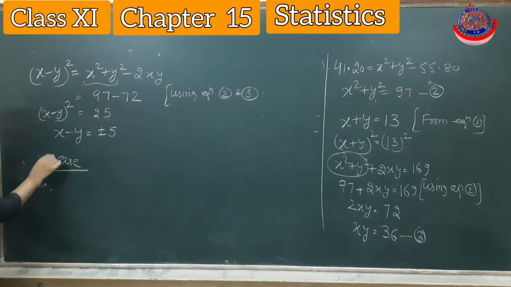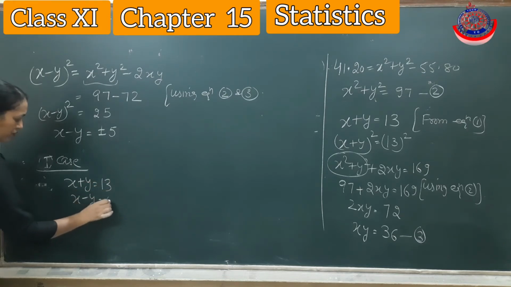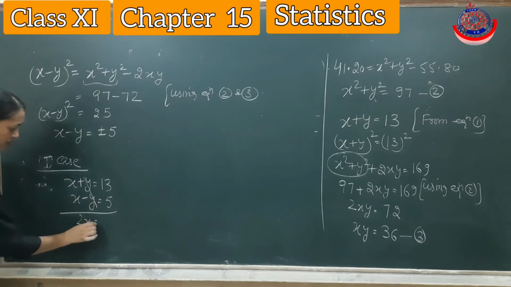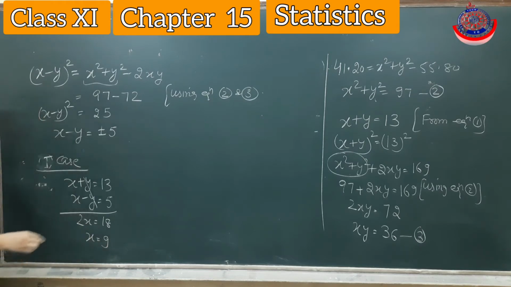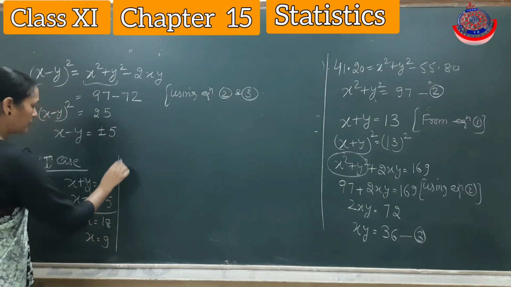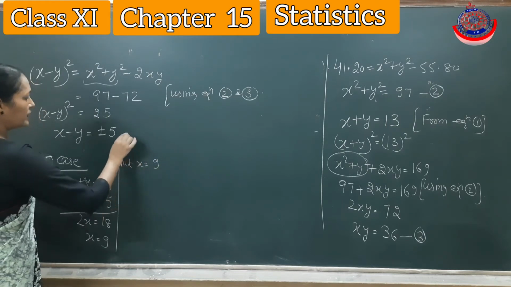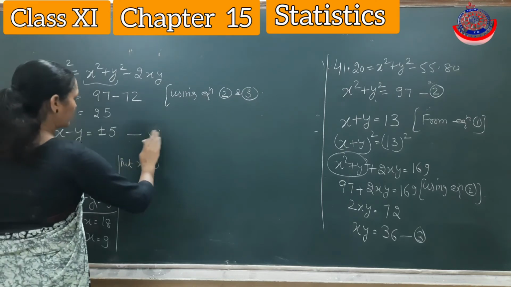In first case, if we write x plus y is equal to 13 and x minus y is equal to 5. If we add the terms, we will be getting 2x is equal to 18, x equals to 9. Put x equals to 9. We should write it separately.